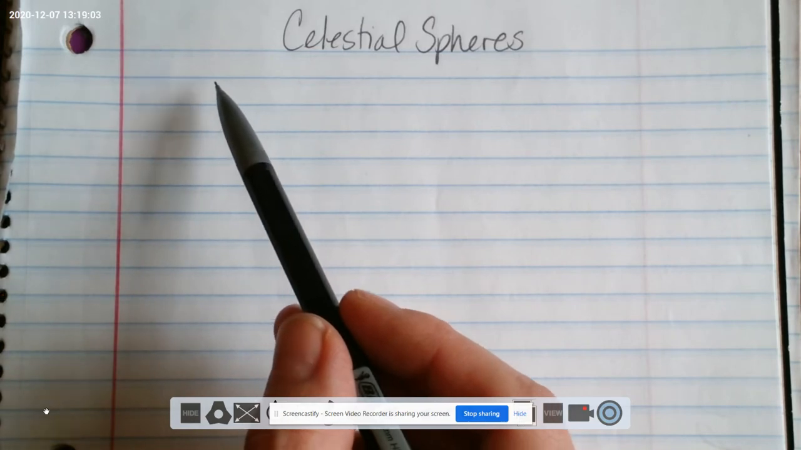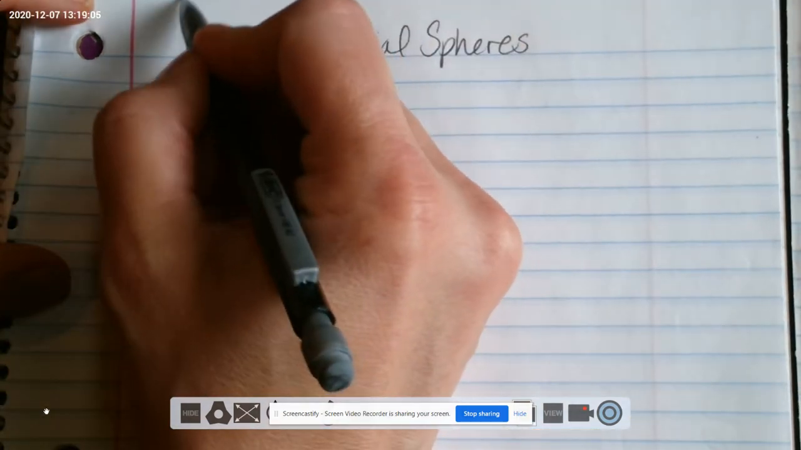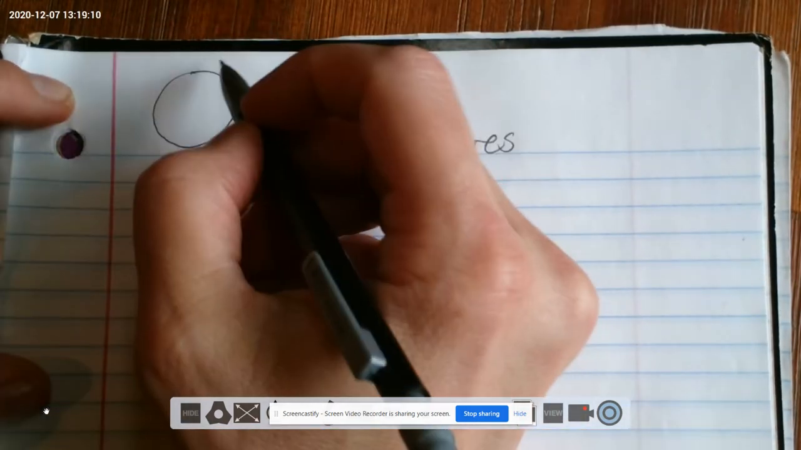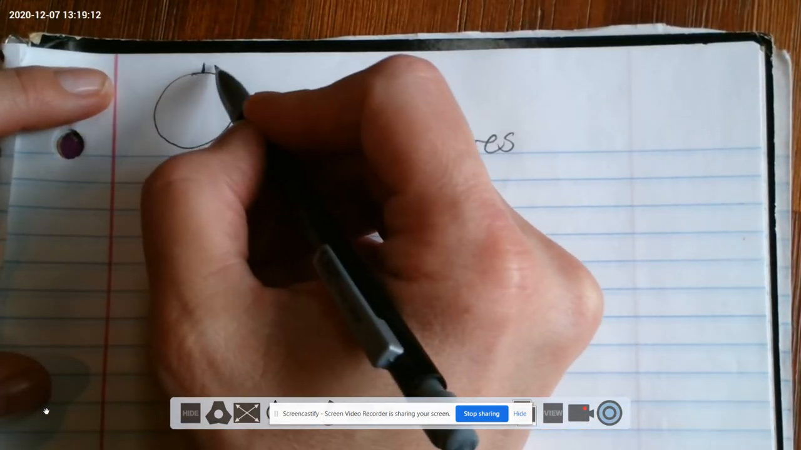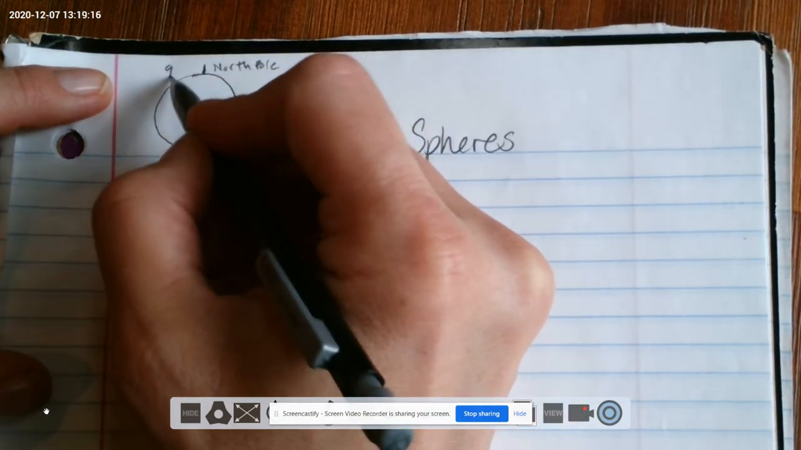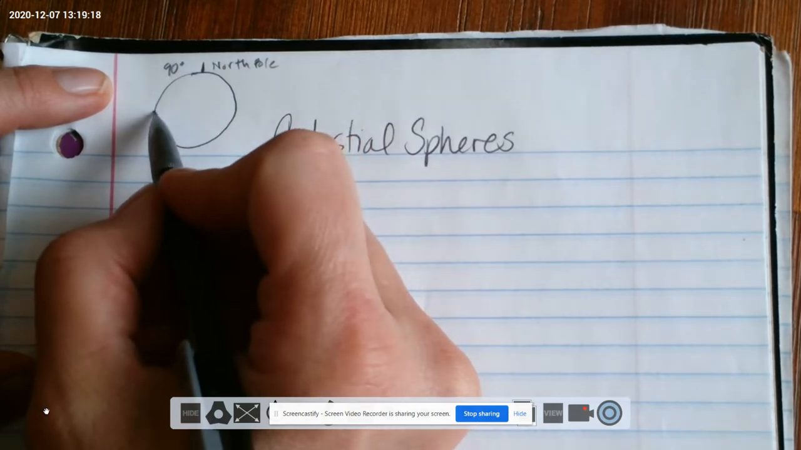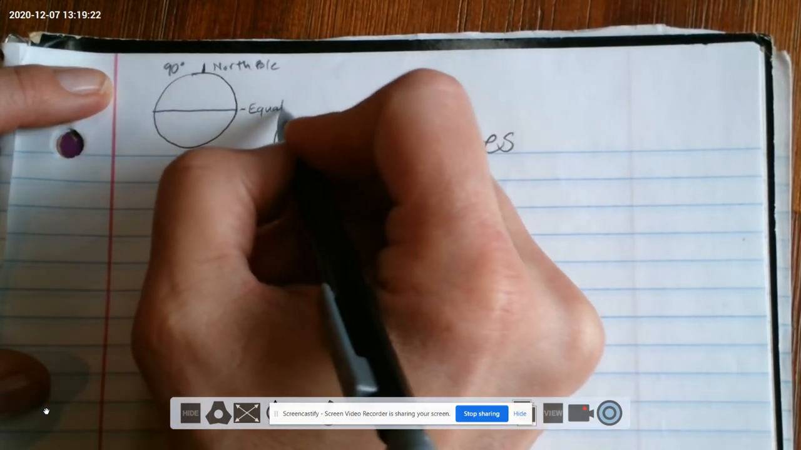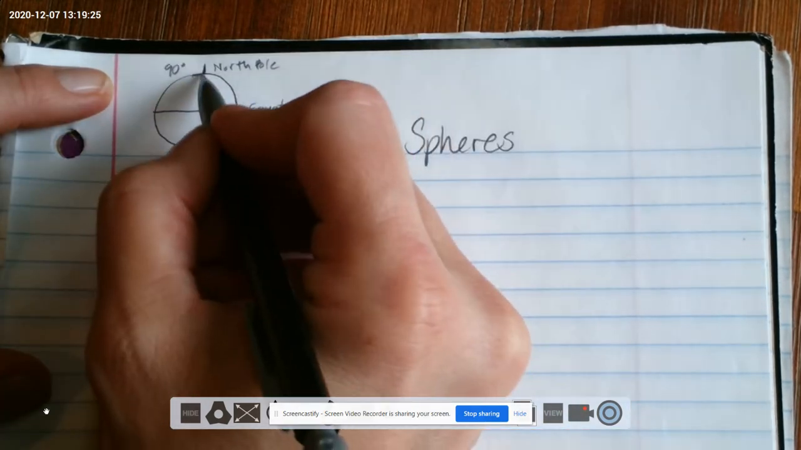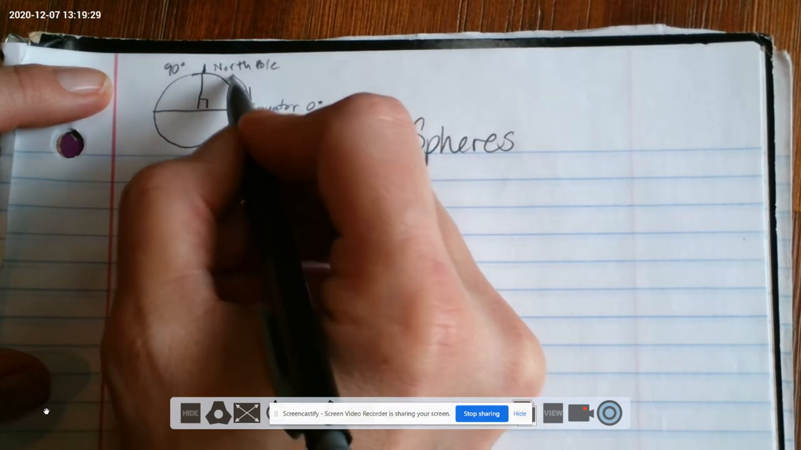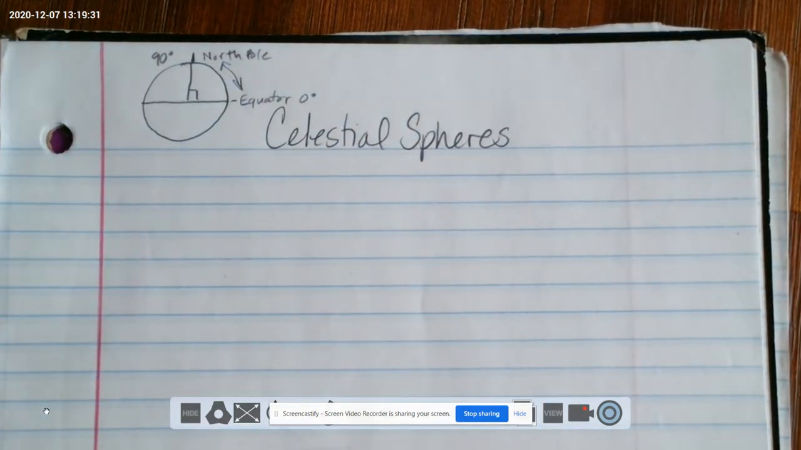So everything in between. If we're talking about the Earth here, I'll draw a little demonstration of the Earth. If we have our North Pole up here, that's at 90 degrees. And then we have our equator, which is at 0 degrees. That makes a 90-degree angle. So they're 90 degrees away from each other when we're talking about the North Pole and the equator.